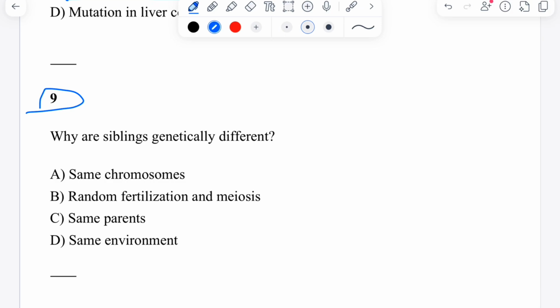So number 9. Why are siblings genetically different? Same chromosomes, random fertilization and meiosis, same parents, and the same environment. Siblings inherit different combinations of genes because meiosis shuffles genetic material and fertilization is random. So, option B.